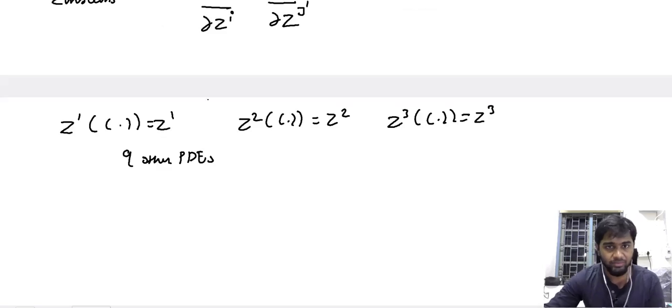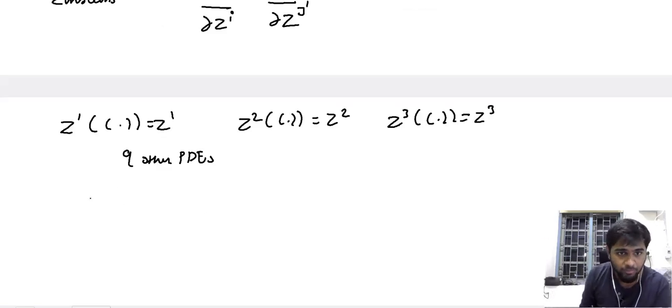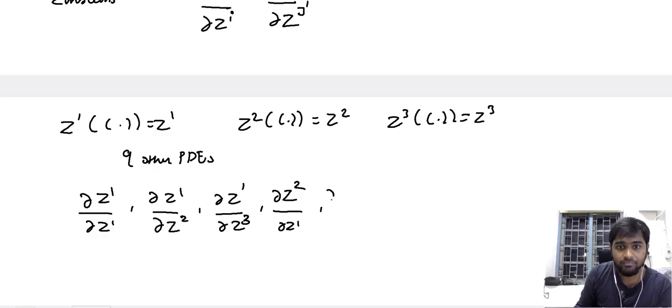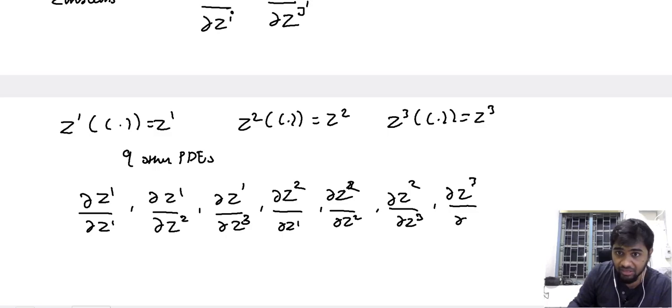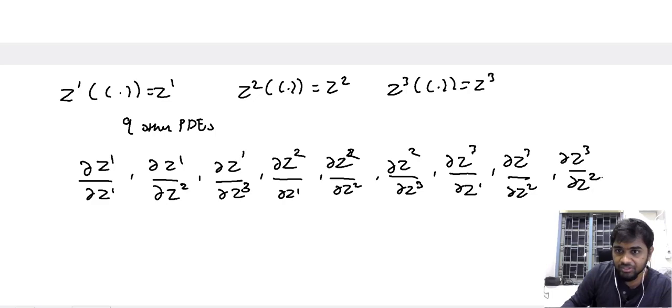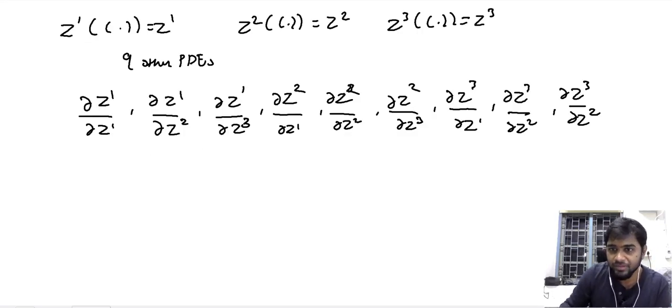Without getting into the total expression, these PDEs will be of this form: the partial derivative of z1 with respect to z1, the partial derivative of z1 with respect to z2, the partial derivative of z1 with respect to z3. Now we consider the partial derivative of z2 with respect to z1, z2 with respect to z2, z2 with respect to z3. In the same way we can start off with the coordinate z3 and its partial derivative with respect to z1, z2, and z3.